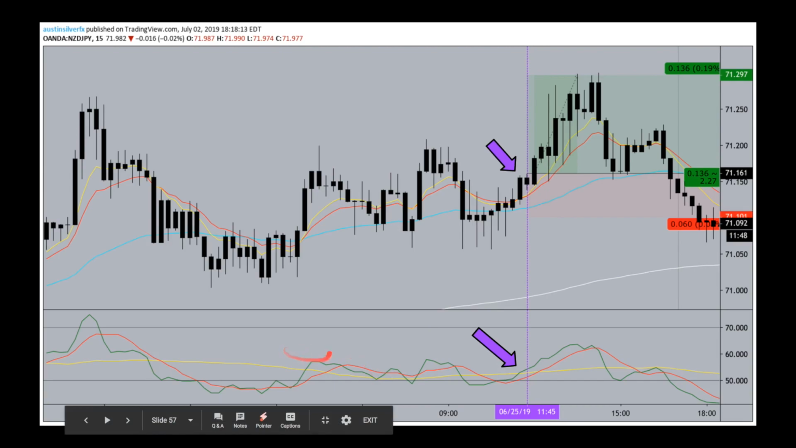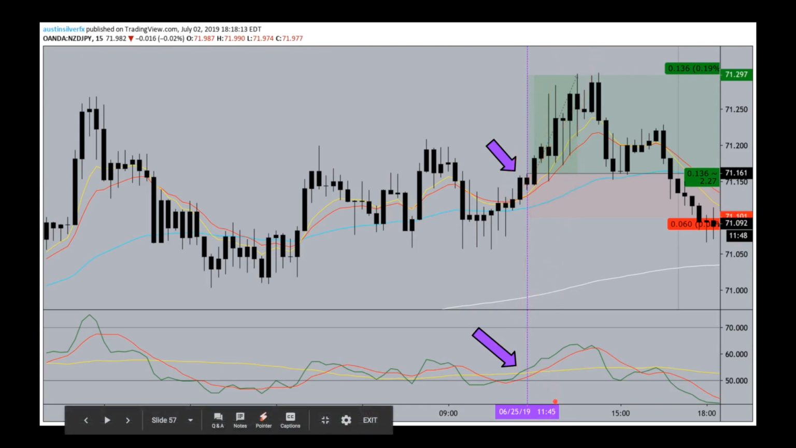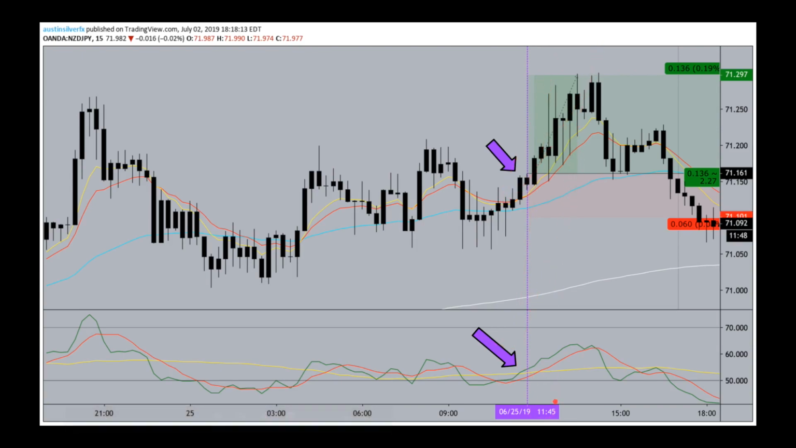It's a good looking TDI. It's not really overbought during the trading session previous. It was overnight, but during the London session, it really wasn't. So this breakout here at 11:45, almost in the afternoon, to me would make sense.